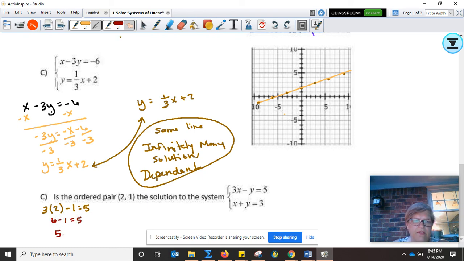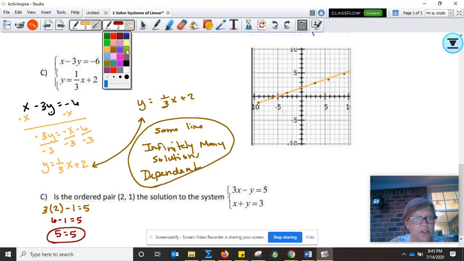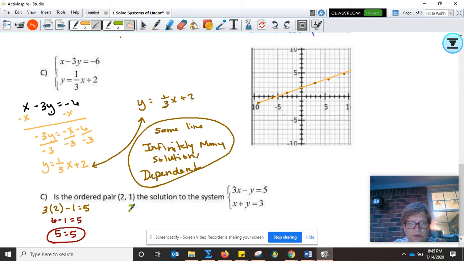5 equals 5. But we're not done yet. You need to do it in both equations. Okay. So now we're going to check the second equation. It works in the first equation. So now let's check the second. So we have 2 plus 1 equals 3. 3 equals 3. So yes, that is a solution. Yes, 2, 1 is a solution.